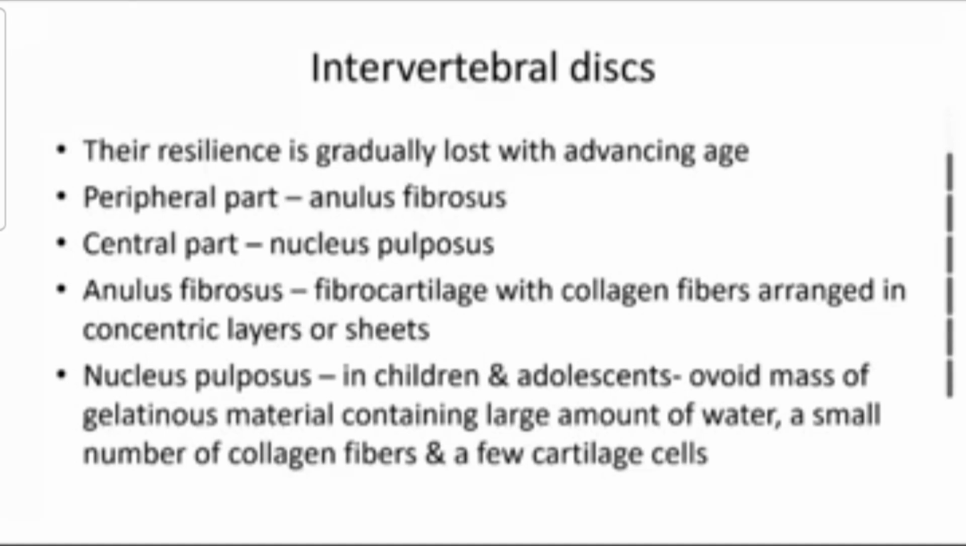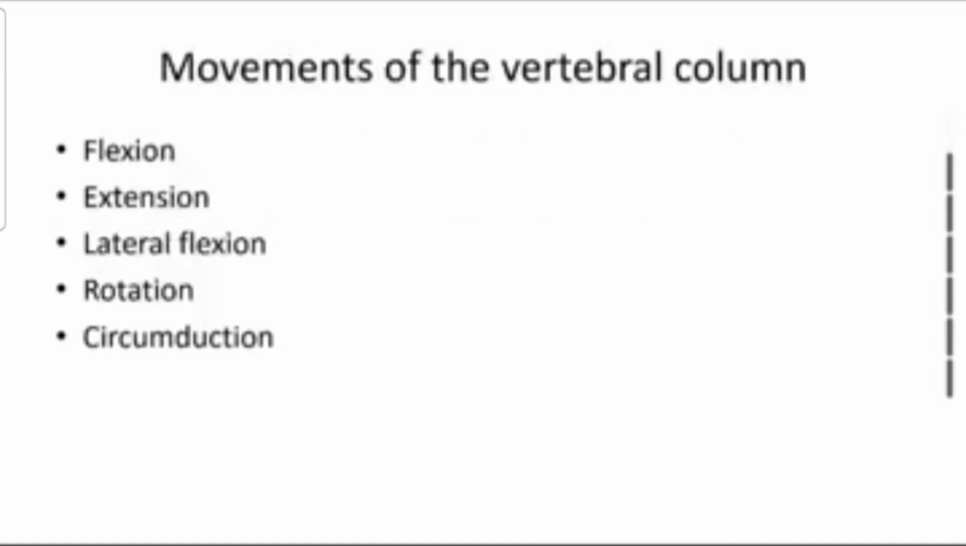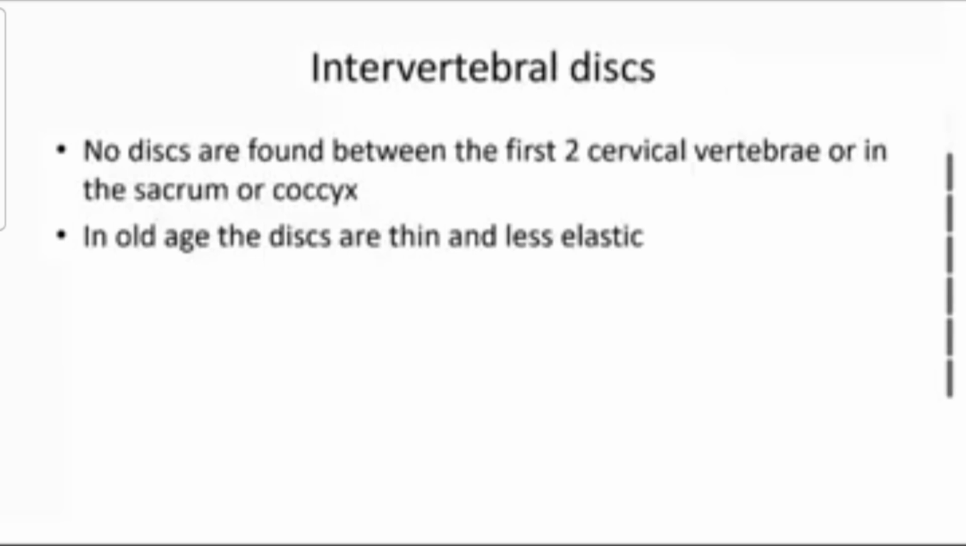There is no disc between the first two cervical vertebrae, or in the sacrum or coccyx. So in the sacrum or coccyx, there are no intervertebral discs. Between the first two, that is the atlas and axis, there is no intervertebral disc. But between the second and the third and so on, there will be intervertebral discs in the cervical region. Then there are intervertebral discs in the thoracic region and also in the lumbar region. But in the sacrum and coccyx, the intervertebral discs are absent.